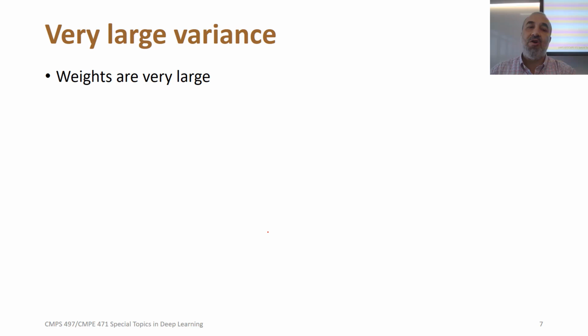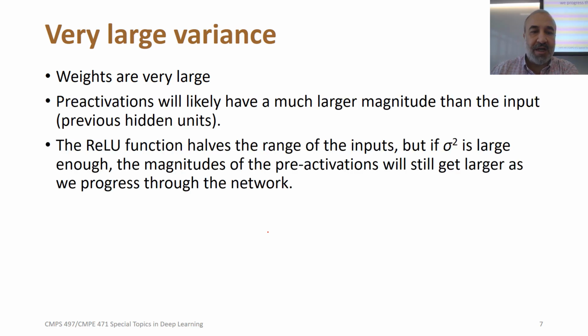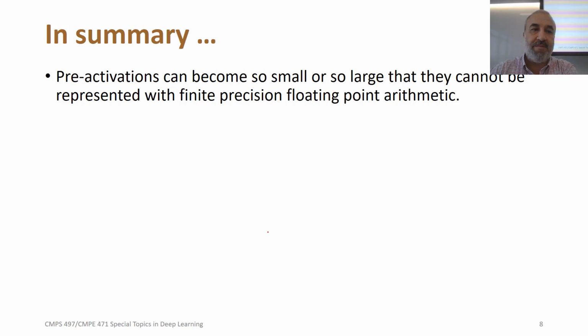What happens if we have very large variance? It will get larger, right? It will get larger with the same logic, over layers as we move forward. The activation will halve it, but still it is larger than the previous, because the variance is very large, the weights are very large, so it will get larger. So that's a similar thing. The ReLU will halve the range, but of course, if sigma square is large enough, the magnitude will still get large. Now this is the summary of what we have discussed.